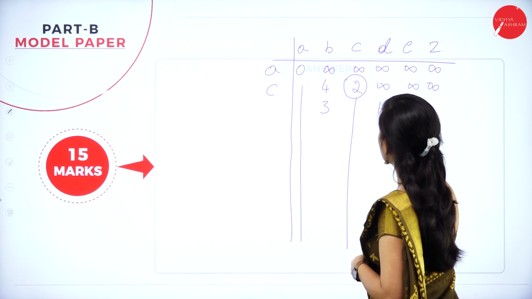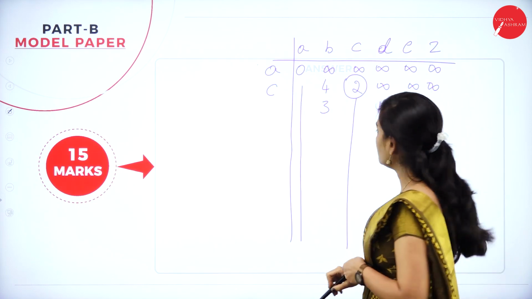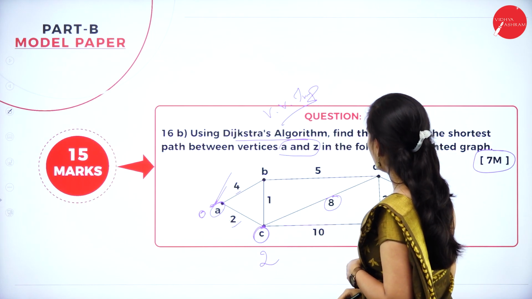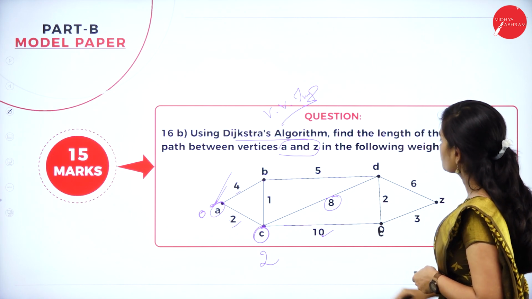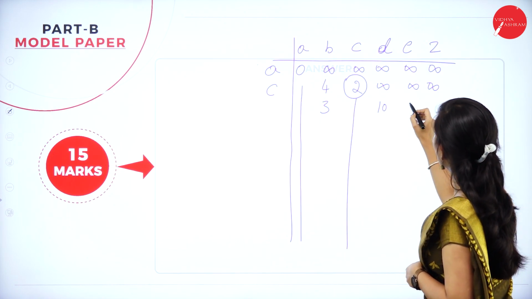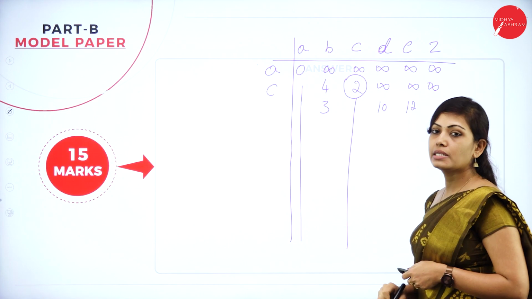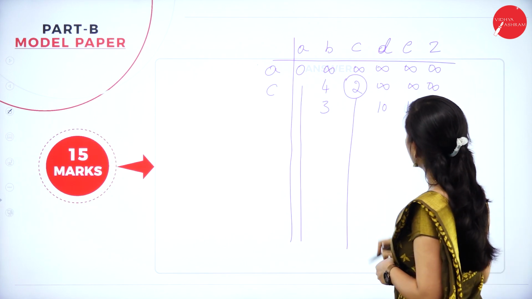So 10 is the least value compared to infinity. So I have written 10. And next is C to E. C to E is 10, so 10 plus 2 is 12. C to E is 12. So 12 is the least value compared to infinity.